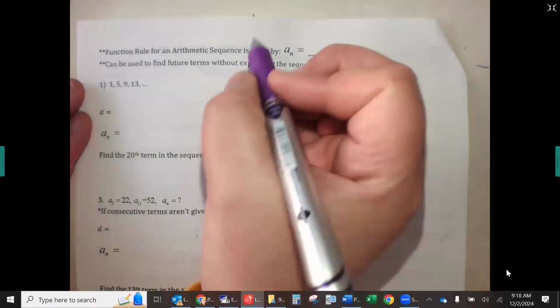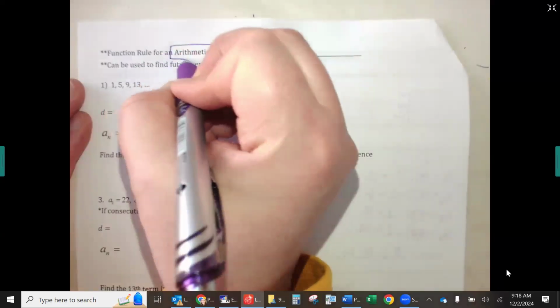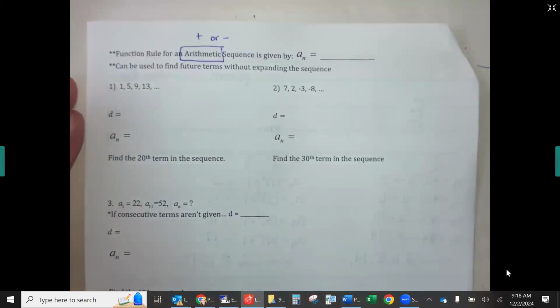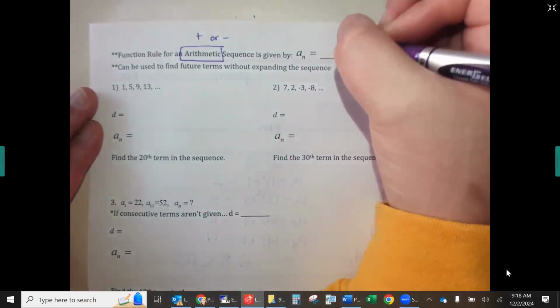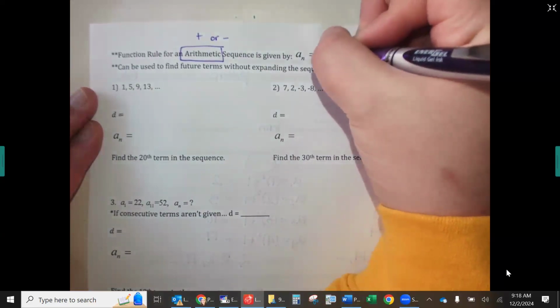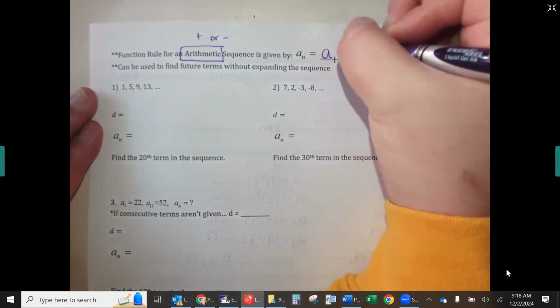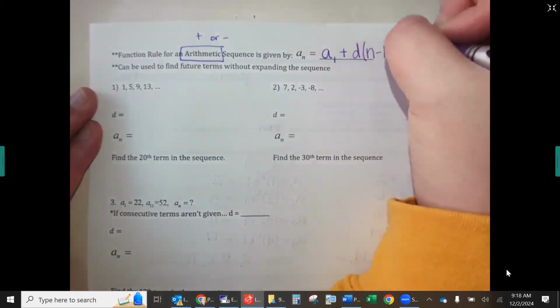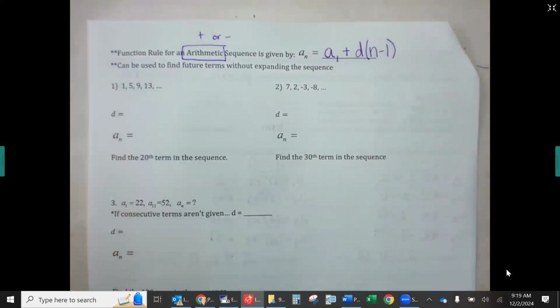So if you're looking at an arithmetic sequence, remember, that means a plus or a minus pattern. Okay, a plus or a minus pattern. You're going to do A1 plus B. Okay, so take a look at the first question.